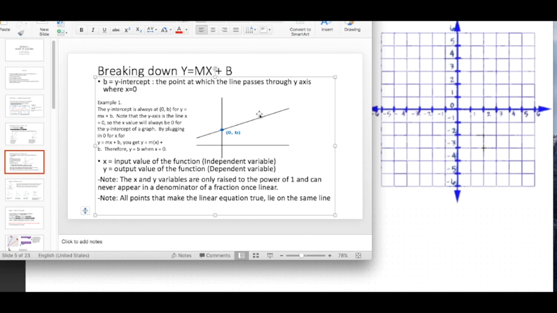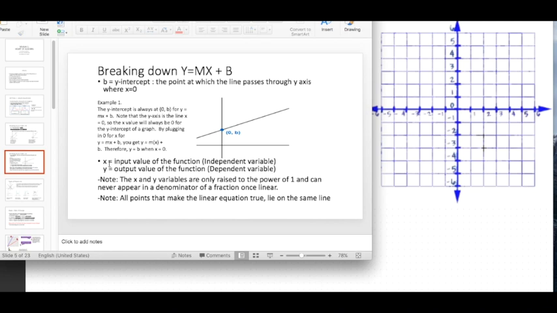So we see an example right here. It is the point at which the line passes through the y-axis, and where we see here our x is 0 and our b represents that point on the y-axis. Good. So you can take a look at this. This is basically your y-intercept in a nutshell.